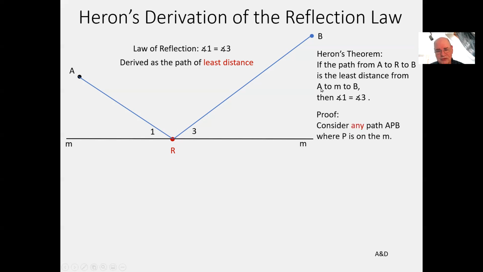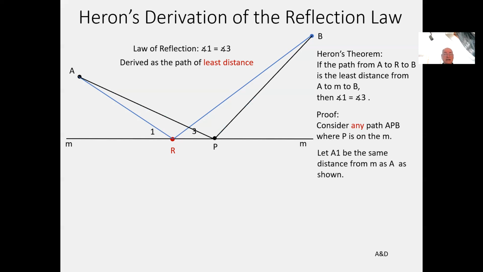Okay, let's look at the proof. Let's consider any other path. Let's take a point P, and let's look at that path. I think we'll agree that that's a longer path, but we'll prove that. Heron says, take the point A1 exactly down below the mirror, exactly equal distance. From A to M, M to A1 is the same. Now let's look at the path from A1 to P to B. It's a nice path.